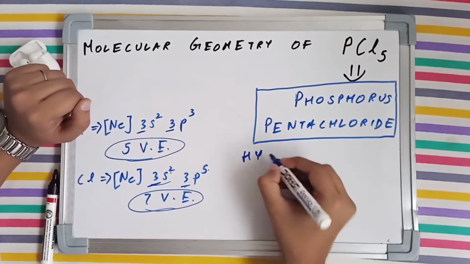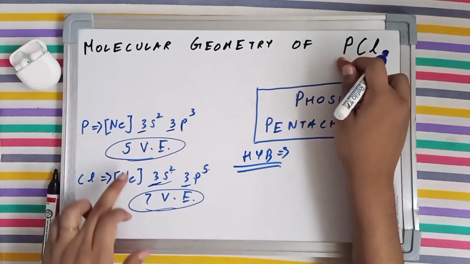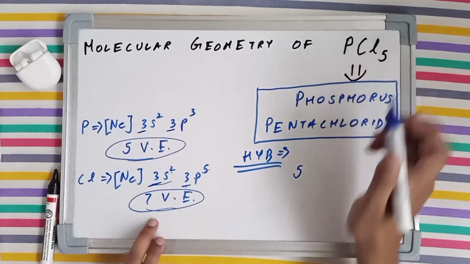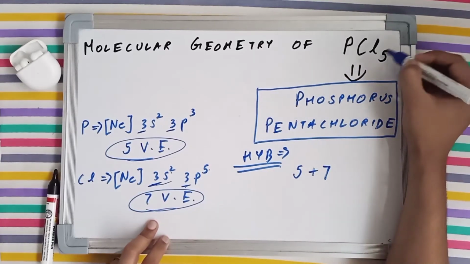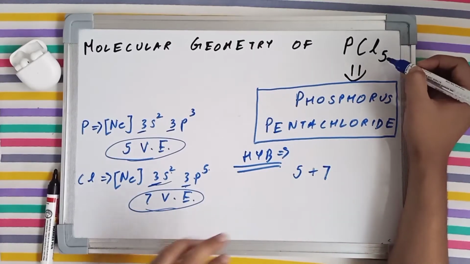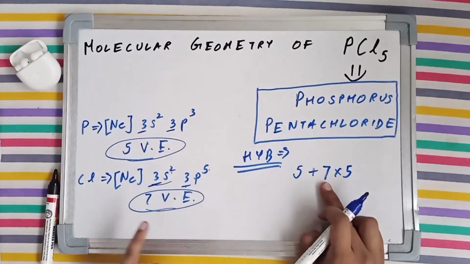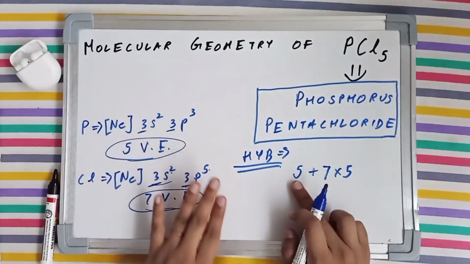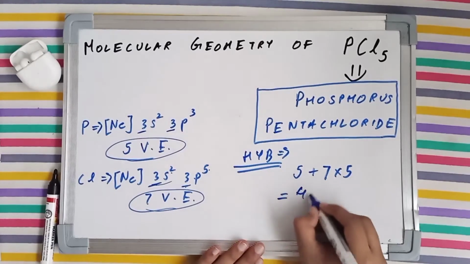Now let's calculate hybridization. For phosphorus we have 5 valence electrons, so I'm going to write 5. For chlorine we have 7 valence electrons, so I'm going to add 7. But since we have 5 atoms of chlorine, I'm going to multiply the number of valence electrons of chlorine by the number of chlorine atoms. So 5 plus 35, 7 into 5 is 35, gives us 40.